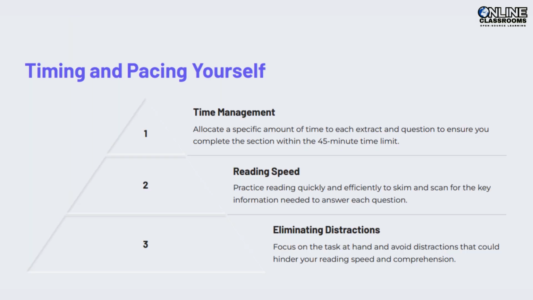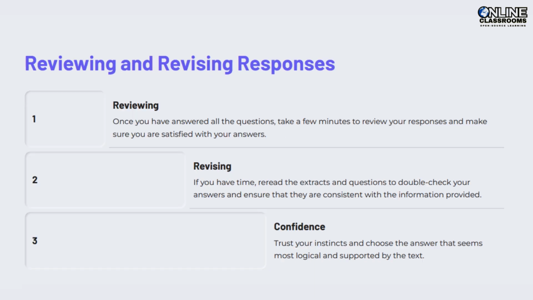Timing and pacing yourself. Time management. Allocate a specific amount of time to each extract and question to ensure you complete the section within the 45-minute time limit. Reading speed. Practice reading quickly and efficiently to skim and scan for the key information needed to answer each question. Eliminating distractions. Focus on the task at hand and avoid distractions that could hinder your reading speed and comprehension.